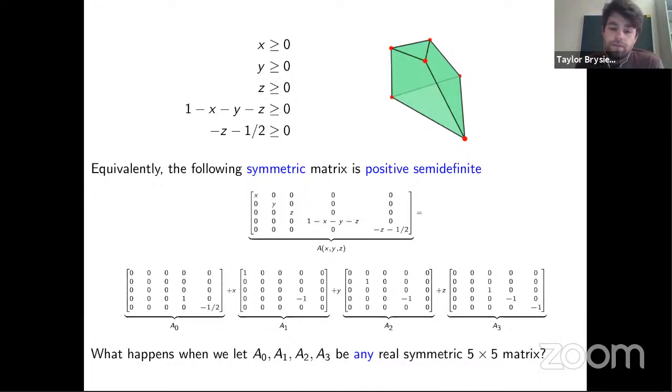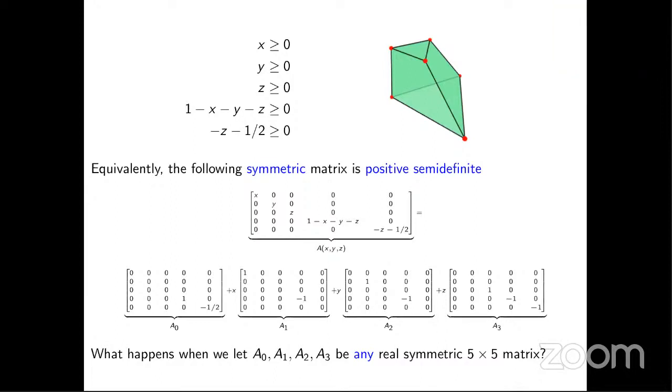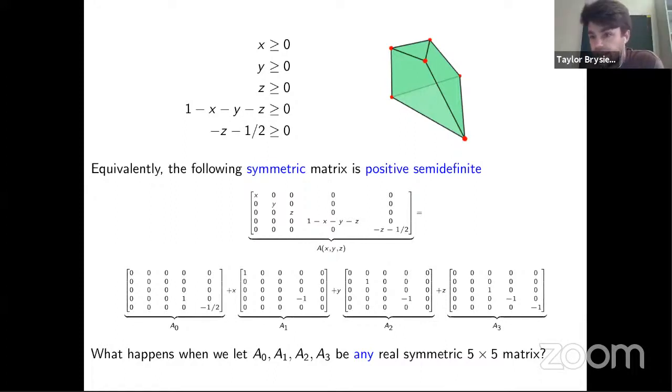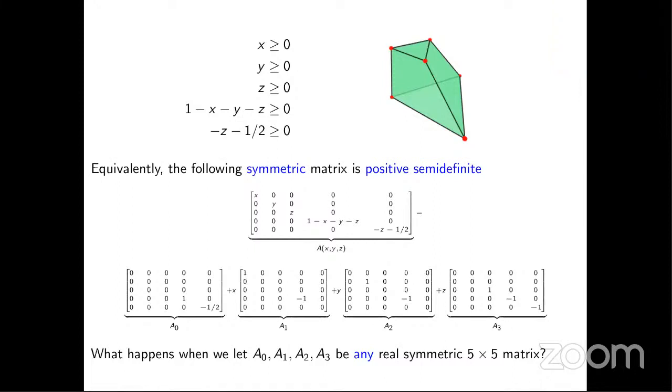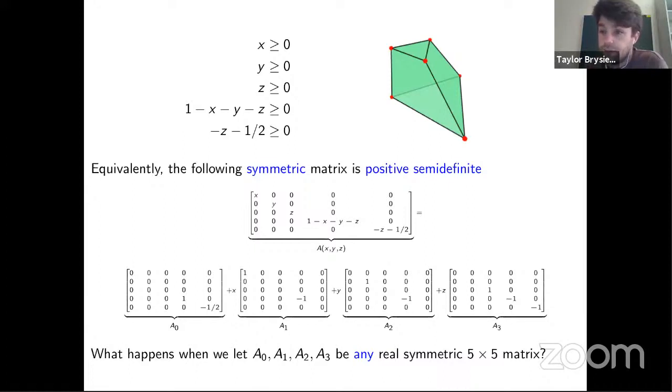And now the question becomes, well, what happens if we let all of these matrices not just be diagonal real symmetric matrices, but any real symmetric matrix? And we ask for the same condition. We ask for the matrix to be positive semidefinite. What kind of object do we get? Do we get something that's convex? Do we get something that has all these flat faces? And so that's how I'm going to describe the definition of a spectrahedra.